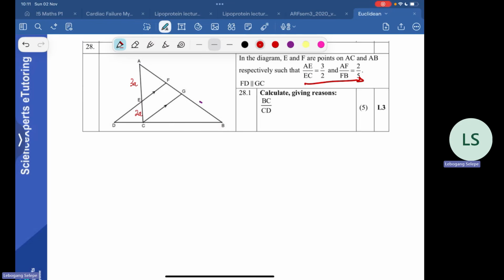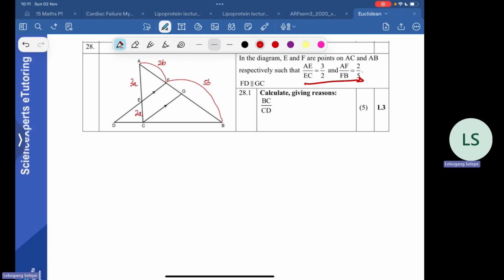Then also do the same thing with AF over FB. We are given that this is 2 parts. I can call a part B because we are on a different line now. Call this 2B and call that 5B. So that was given to us like that. We took the information in the statement and showed it on the diagram. That's the first thing you need to do.